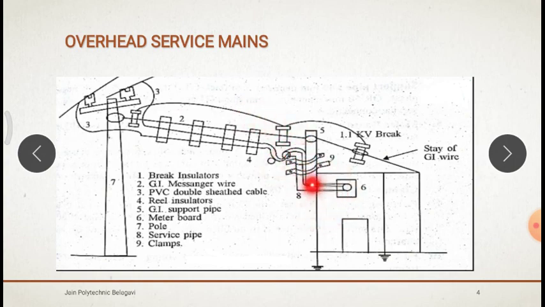So you can see this service pipe, the cable is taken to the meter board through the service pipe, and this service pipe is fixed to this support pipe by these clamps. So this is about our overhead service main section. So these are the brake insulators on both sides.